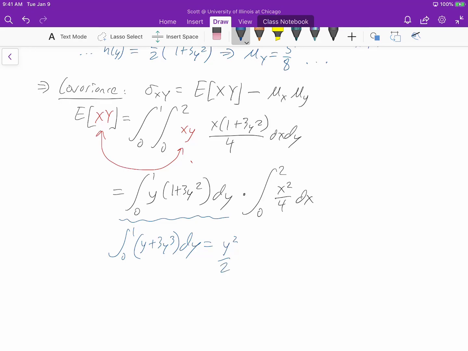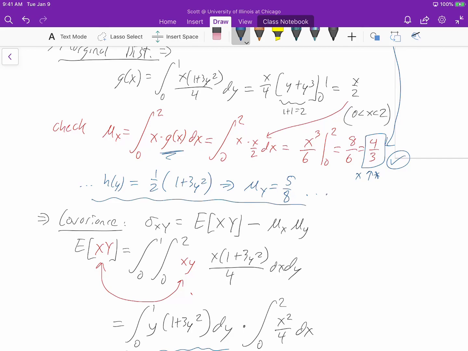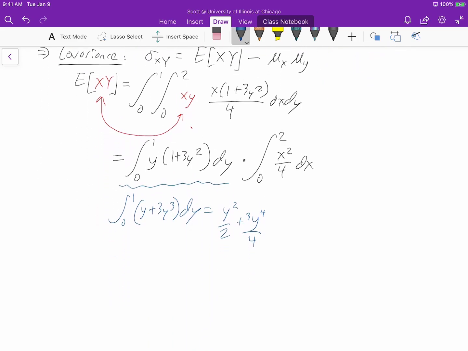Y squared over 2 plus, sorry, this is y to the 4th, 3/4. I think you calculated it along the way to get to this one right here, somewhere inside. But let's finish this off. From 0 to 1, you get a half plus 3/4. That is 2/4 plus 3/4, so 5/4.